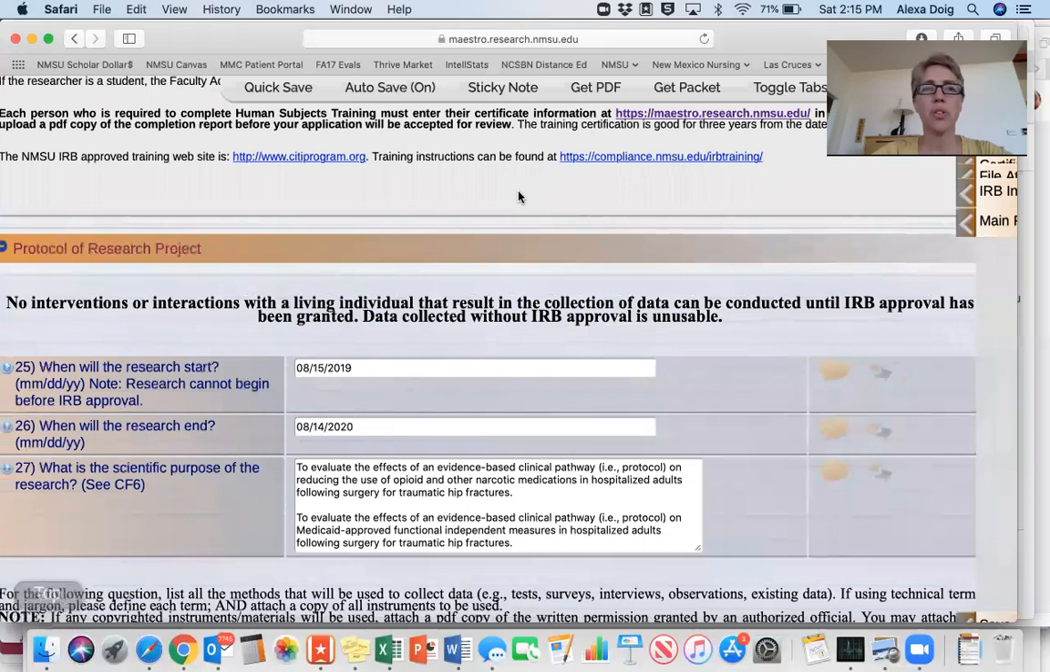It says no interventions or interactions with a living individual that can result in the collection of data can be conducted until IRB approval has been granted. So you cannot start your project until you have gotten IRB approval. You can't collect any data.